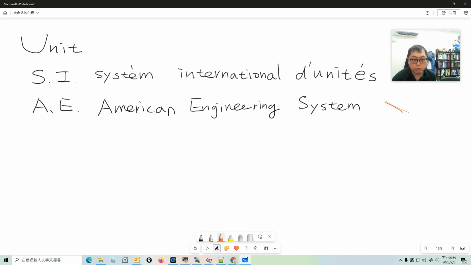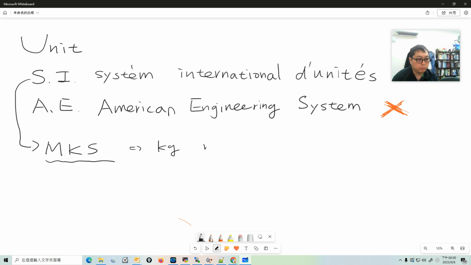So in this course, we don't use the AE system. We use the SI system. In the SI system, in physics, we like to express physical quantities by the so-called MKS system. What's the MKS system? It means we use the kilogram, meter, and second to express our physical quantities.